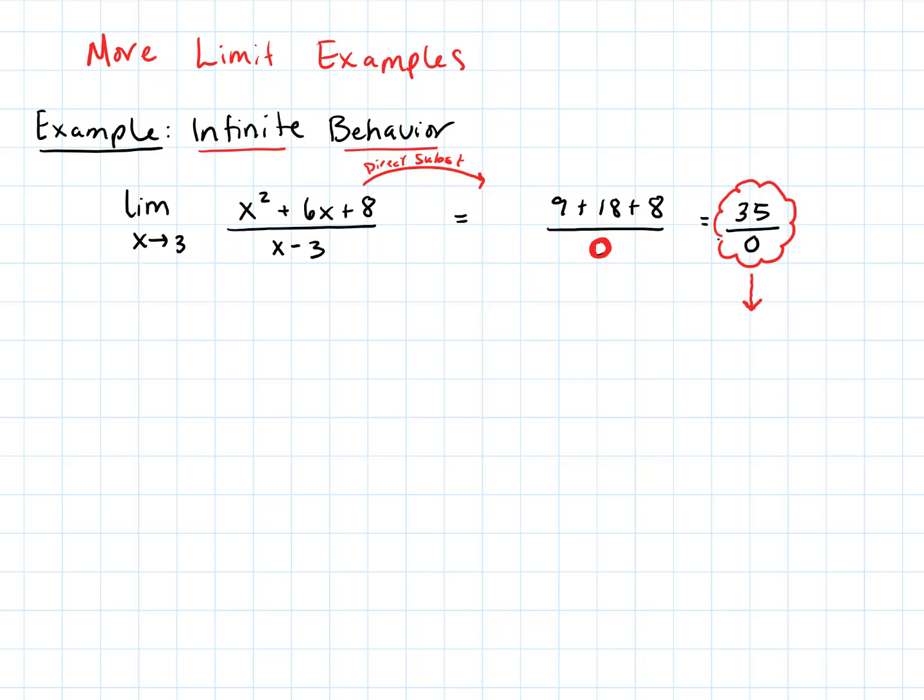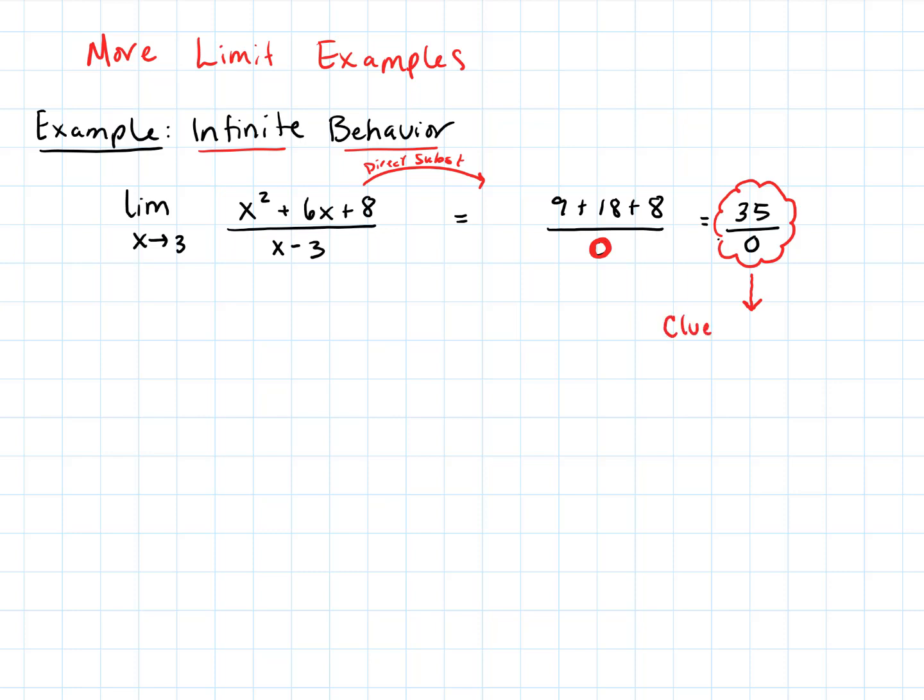But if I were to take 35, remember we're trying direct substitution to see if that works and gives us back the function value for the limit of this function. And we don't. The function itself does not have a value here. The function would be undefined at 3. But what about the limit? What's the behavior of the function around x equals 3? And this gives us a clue.